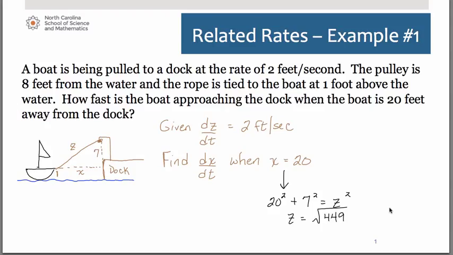So now we need an equation that's going to tie everything together that we can do the implicit differentiation on. So given we have a right triangle, and it sounds like a Pythagorean theorem one, we're going to go ahead and set it up as a right triangle with the Pythagorean theorem. So that means we have x squared plus 7 squared will equal z squared. And we go ahead and do our implicit differentiation on that, differentiating each variable with respect to time.